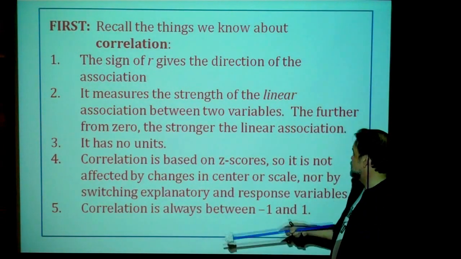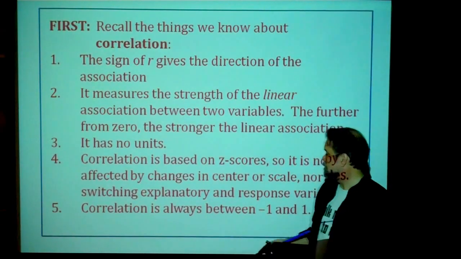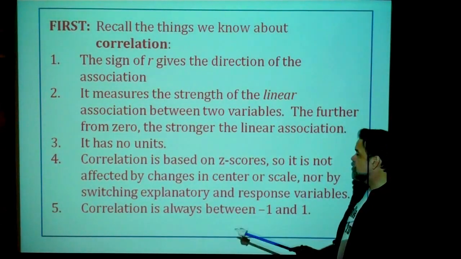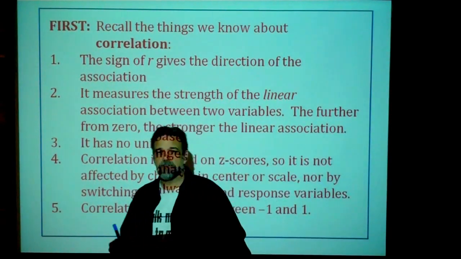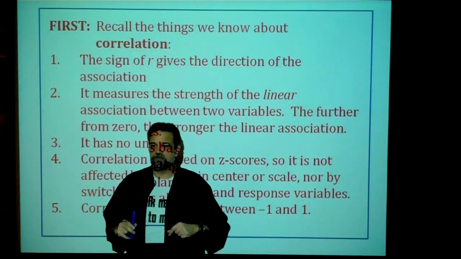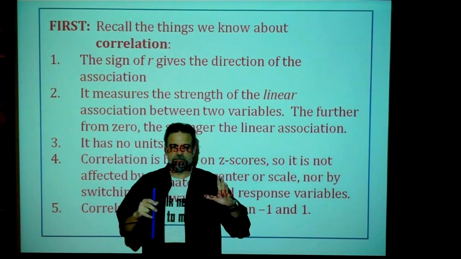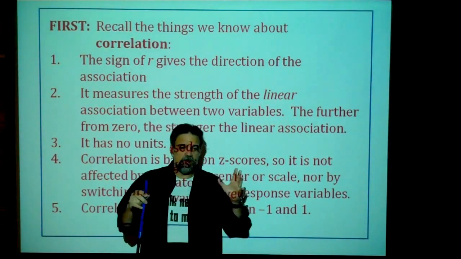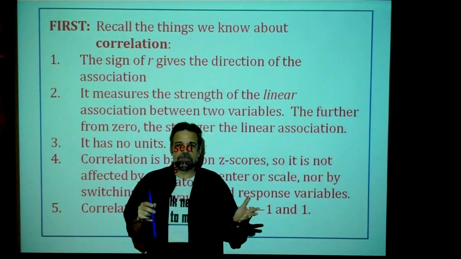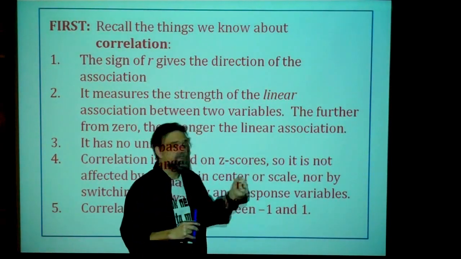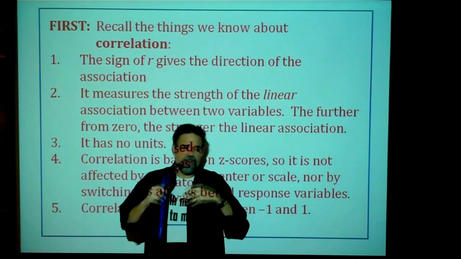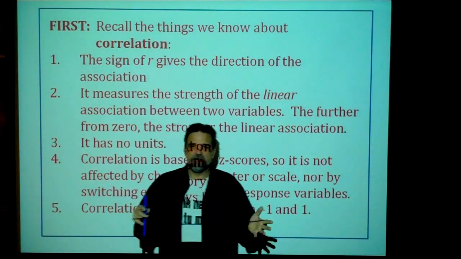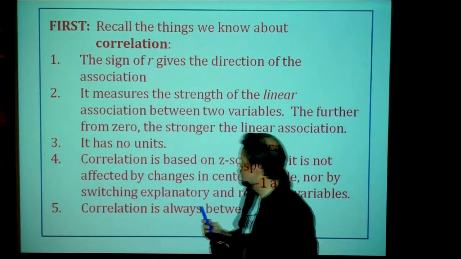So because it's based on z-scores, it's not going to be affected by changes in center or scale or by switching explanatory and response variables, okay? So what that means is, if I were to change my units, for example, if I were to calculate the correlation first in inches and then say, no, I want to use feet instead, it's the same correlation, okay? Because they're going to have the same z-scores. If I first measured something in Celsius, then I said, no, I want to use Fahrenheit, it doesn't matter. Okay, the correlation is going to be unchanged.